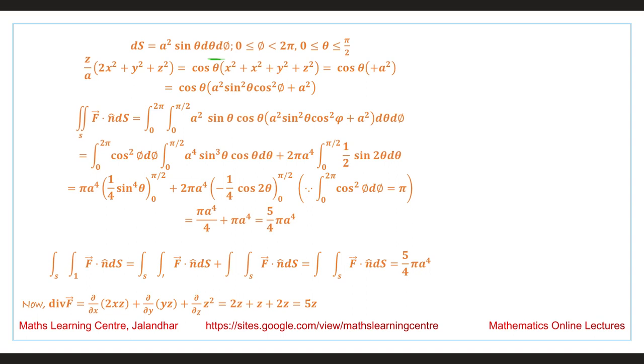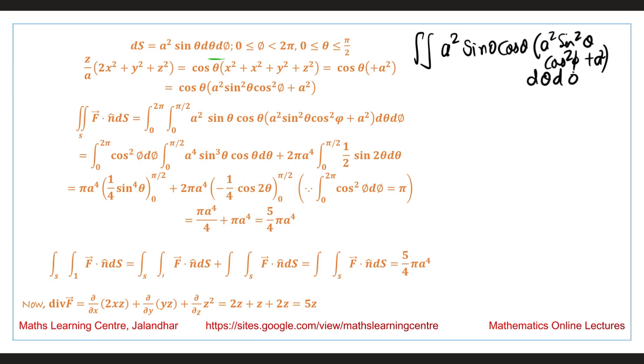The integral becomes a double integration. We substitute the value of f vector dot n cap and get a square sine theta cos theta into a square sine square theta cos square phi plus a square, into d theta d phi. The limits for theta vary from 0 to pi by 2, and phi varies from 0 to 2 pi. Why these limits? Because we are talking only about the upper half of that sphere.